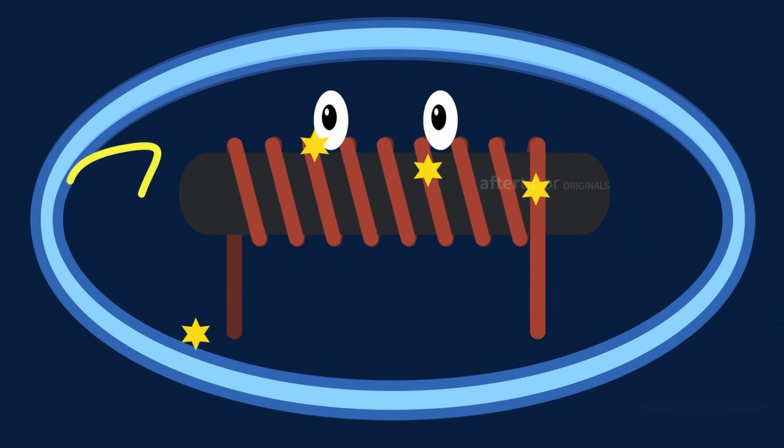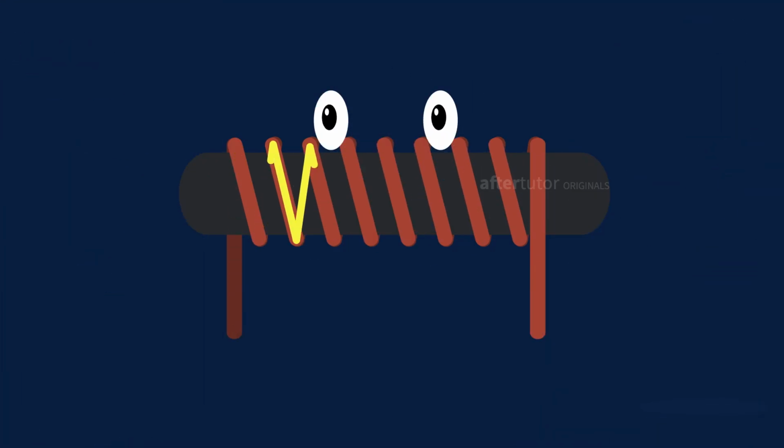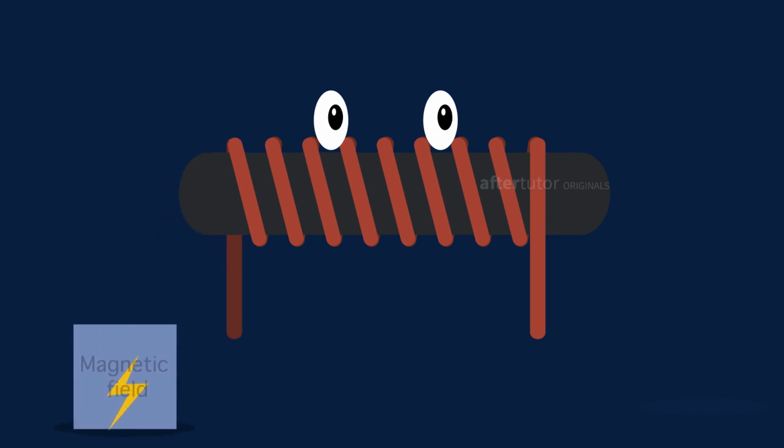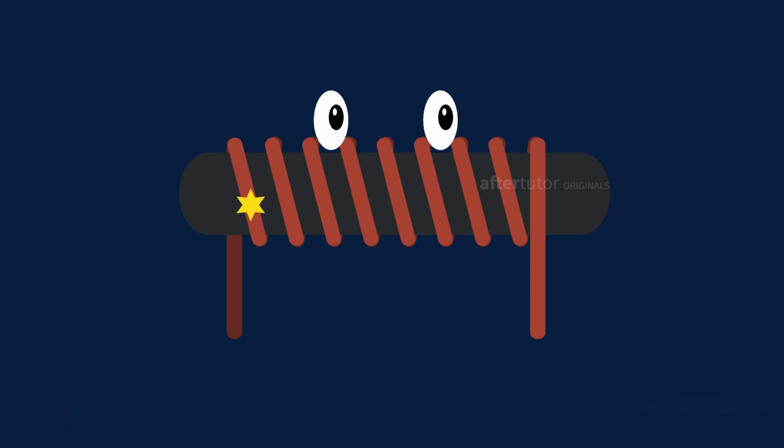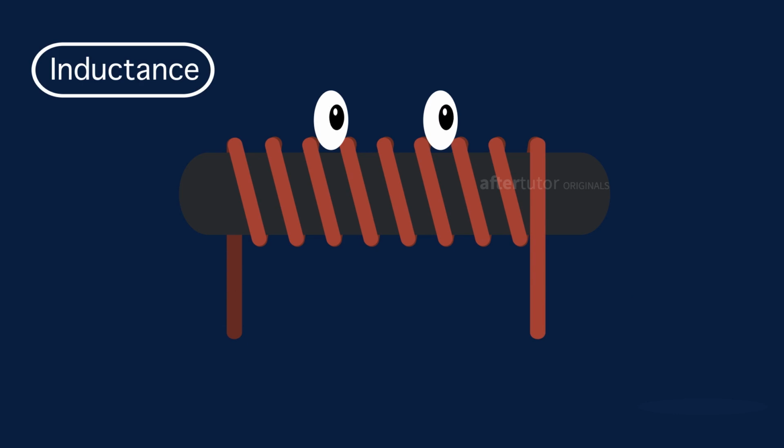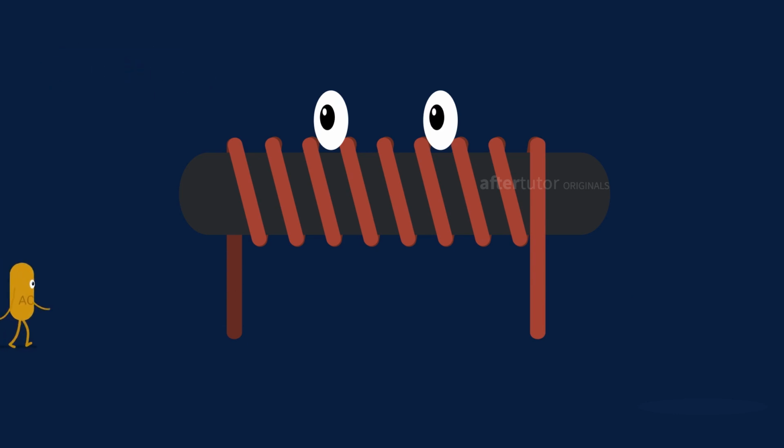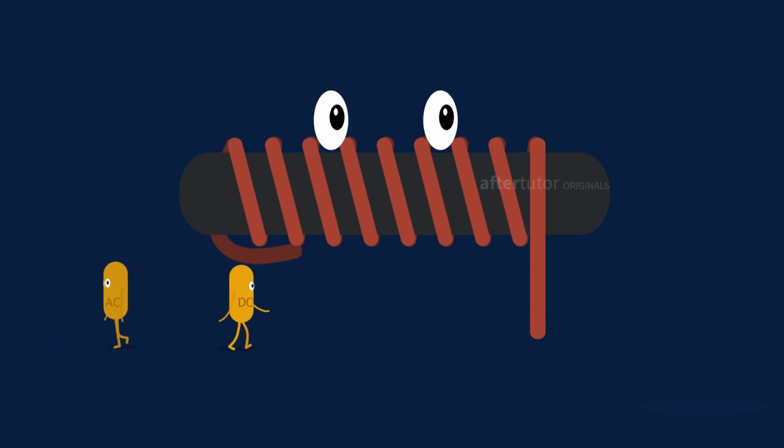Once the supply of current stops, the entire magnetic field collapses, by which the electrical energy gets induced into the conductor. So, the inductor serves as a temporary storage of electrical energy in the form of a magnetic field, and it opposes sudden changes in current, known as inductance. Inductors are designed in such a way that they block alternating current and allow direct current to pass through, termed as chokes.